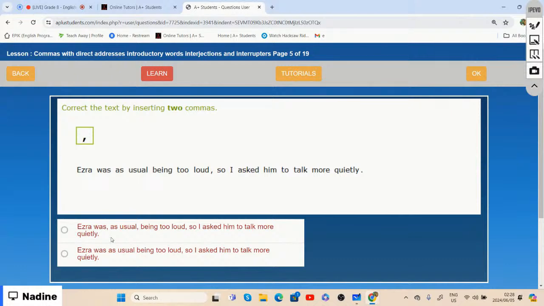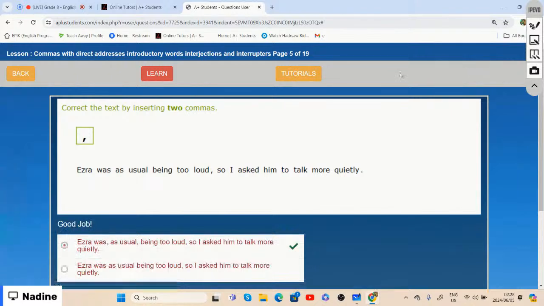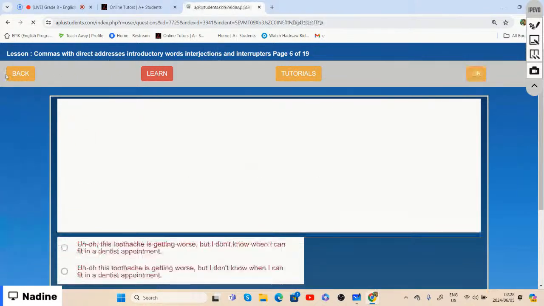And if we were to choose the two commas, right? And then if we're going to insert the two commas, then we're going to choose option one, where we insert our two commas correctly.